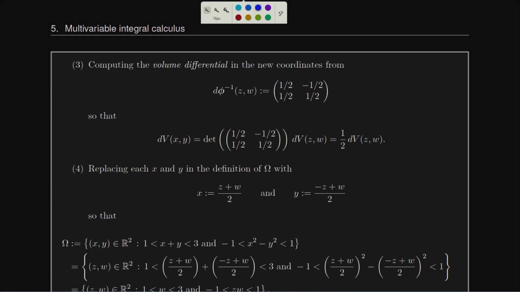Well, you take partial z, that's giving you 1/2, 1/2. You take partial w, that gives you negative 1/2, 1/2. Then we need the determinant of this matrix. That's pretty easy to compute. The determinant will just be 1/2. So that's the price I'm paying to change my coordinate system. It's just a multiplication by 1/2.